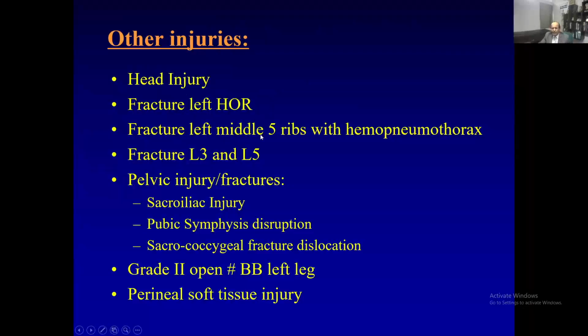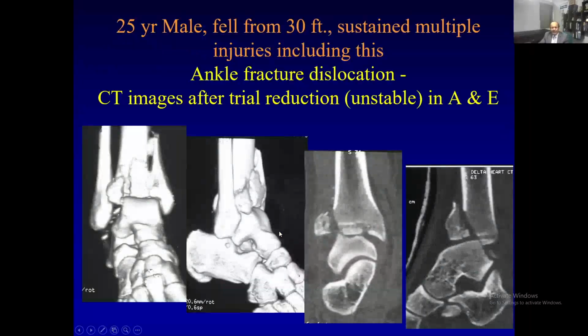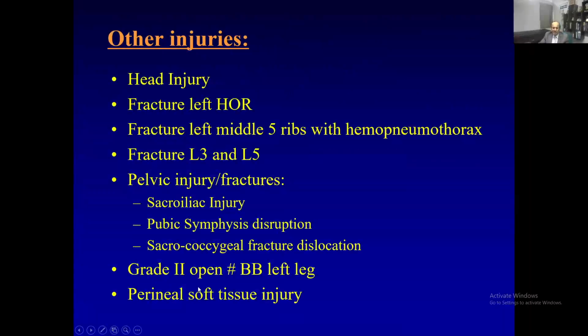There was a fracture of the head of the radius, fracture of 5 ribs with hemopneumothorax, fracture of 2 lumbar vertebrae, and a very bad pelvic injury with sacroiliac disruption on one side, pubic symphysis disruption also, and then a very bad sacrococcygeal fracture dislocation and a badly bruised perineum.